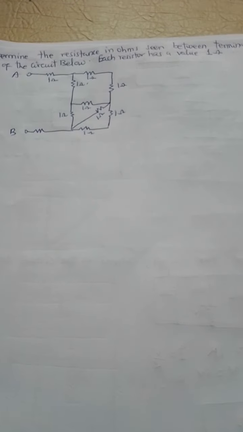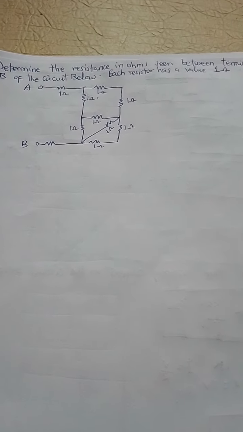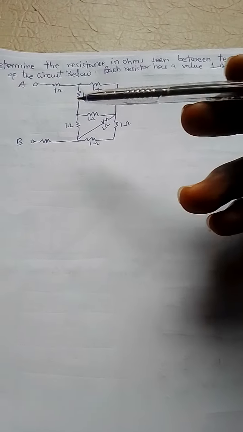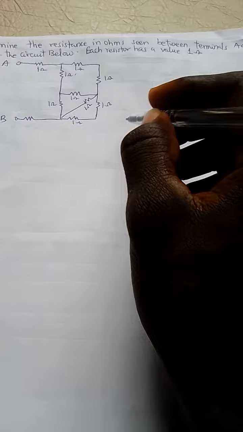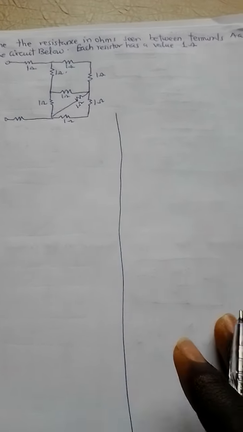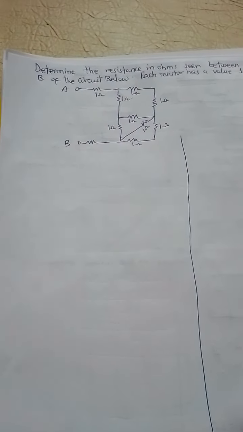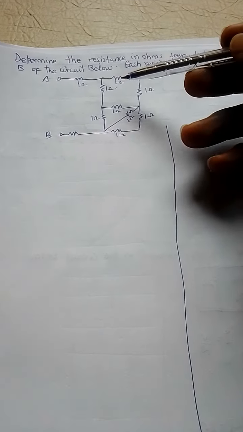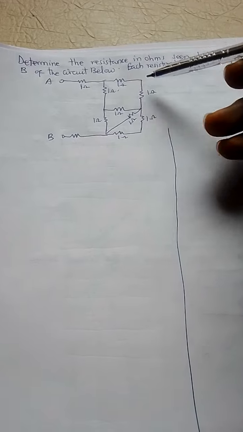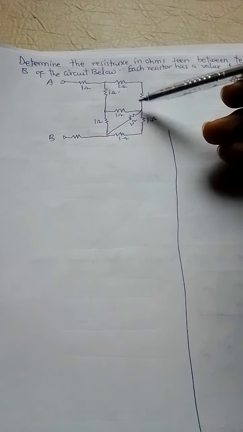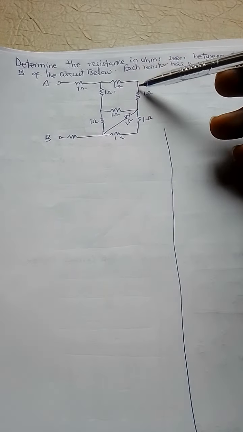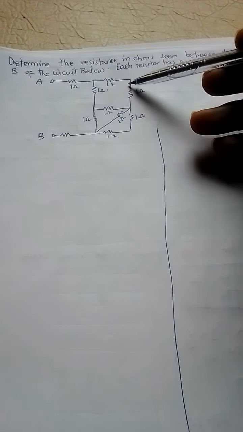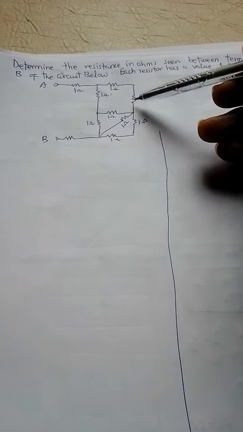So first of all, we are to combine the resistors away from the terminals and gradually move to the terminals. After every point we will redraw and see how the circuit will be. So away from the terminals, you can see that this 1 ohm and this 1 ohm, there is no node in between them, and the same current will pass through, so they are in series. So we combine these two and we get 2 ohms.